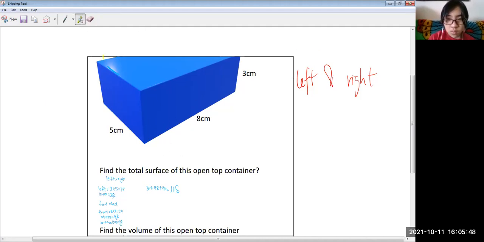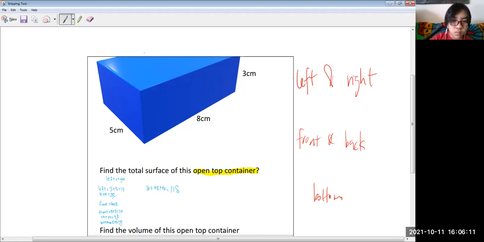Okay, by the way, over here it says this is an open top. So what does it mean? Don't have a top. So you don't do the top. Okay. So you just do the left, right, and then front and the back. And there is no top, right? And just the bottom.